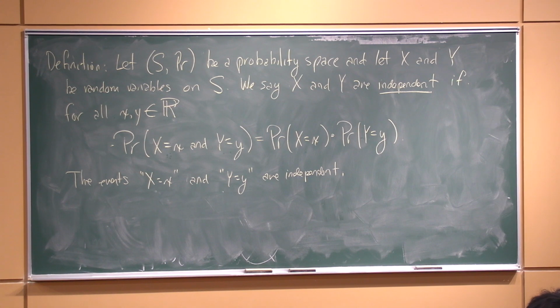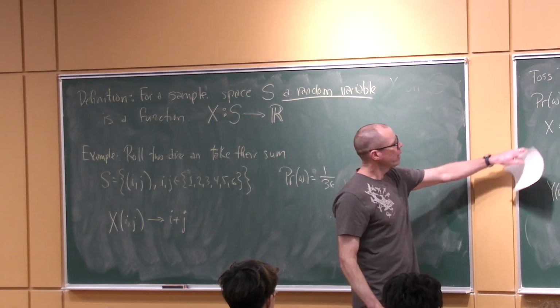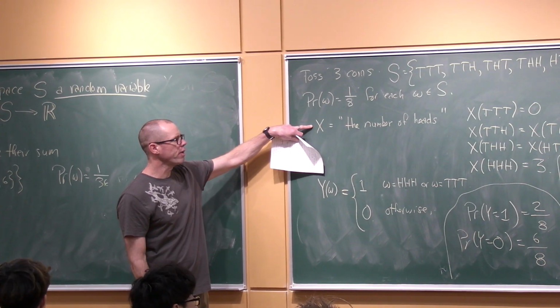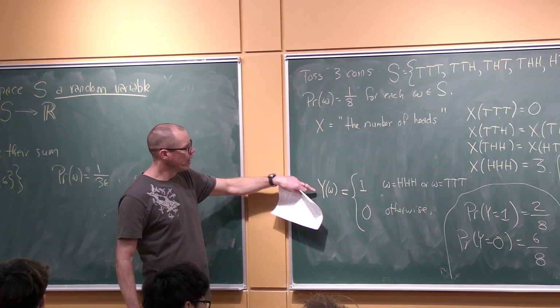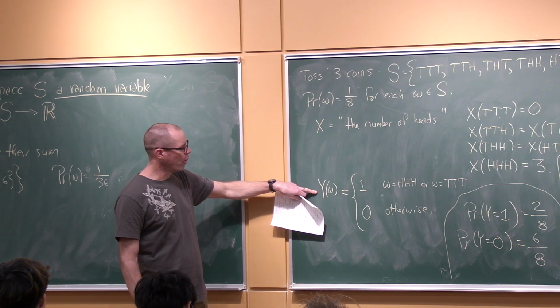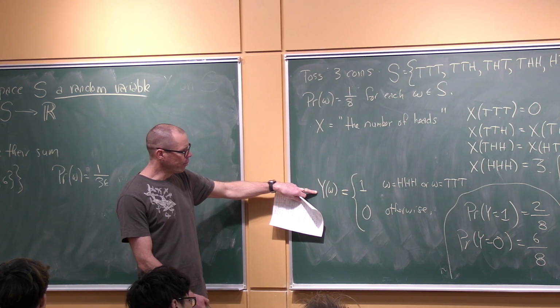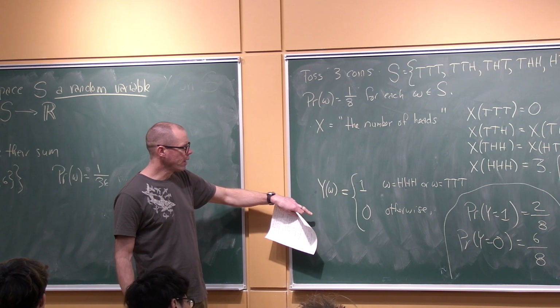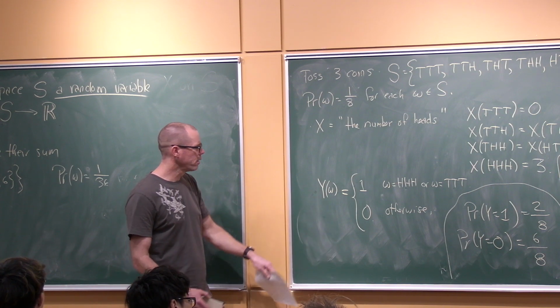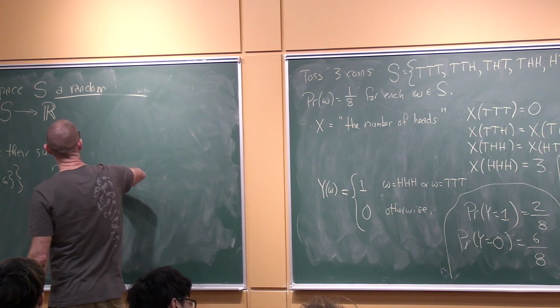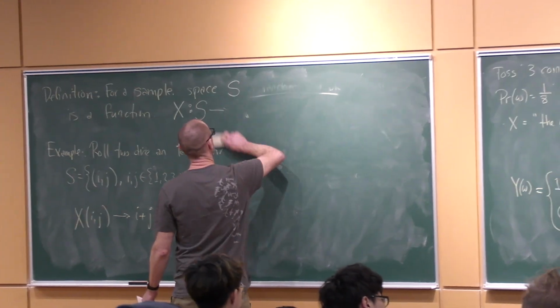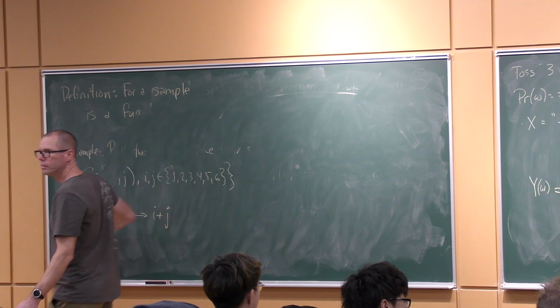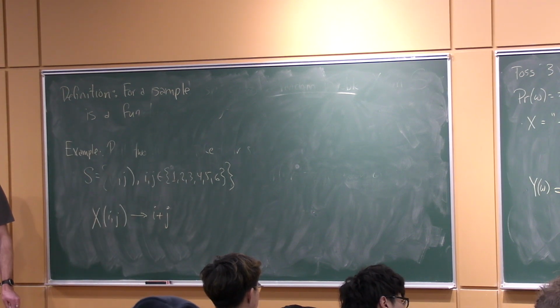So let's test that definition, because we have two random variables here, X and Y. This one, X, is the one that counts the number of heads in our 3 coin tosses, and Y is the one that gives us a 1 if we get 3 heads or 3 tails, and 0 otherwise. So are X and Y independent? Who wants to hazard a guess?